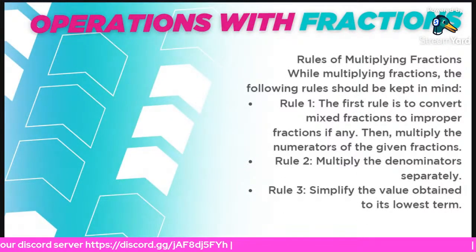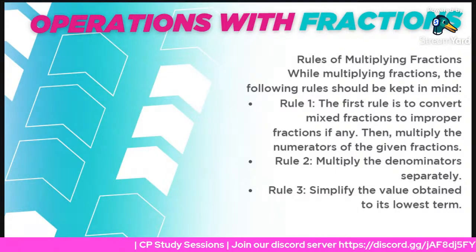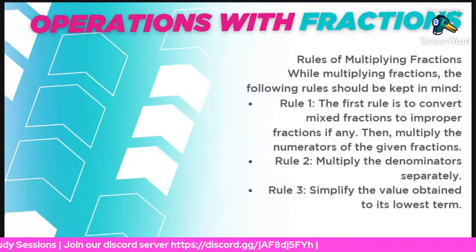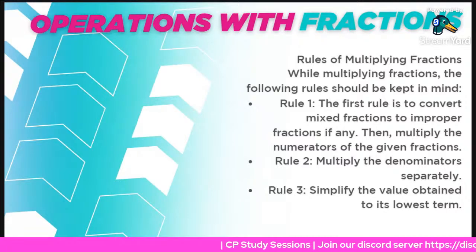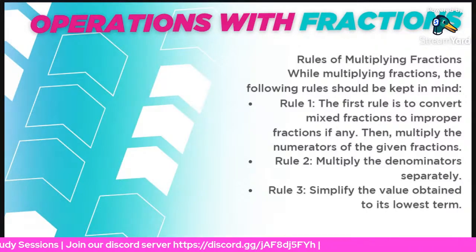So here are the rules of multiplying fractions. While multiplying fractions, the following rules should be kept in mind. So rule 1, the first rule is to convert mixed fractions to improper fractions if any. Then, multiply the numerators of the given fractions. Ito yung sinasabi ko kanina na dapat ang mixed fractions maging improper or proper. So rule number 2, multiply the denominators separately. And then rule 3, simplify the value obtained to its lowest term.